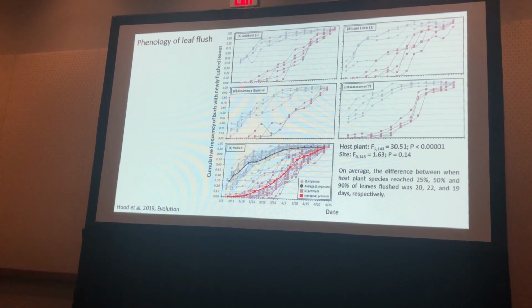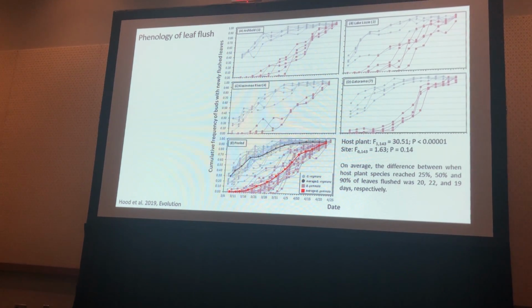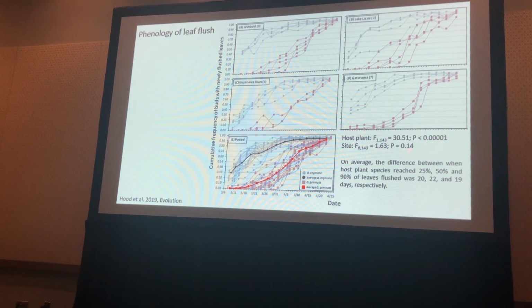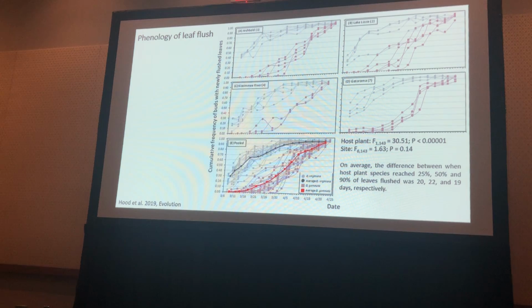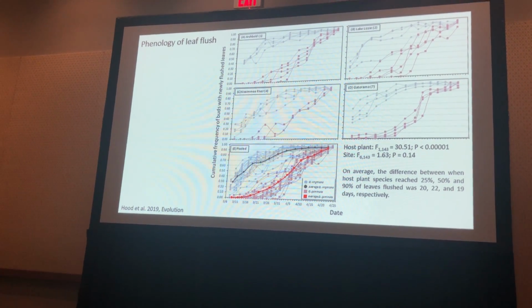The gray is QV, the red is QG, and you can see that QV is flushing leaves earlier than QG. It's significant, and we don't see a difference between sites, so this seems like it's maintained across different sympatric sites.